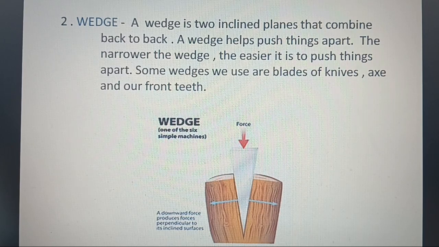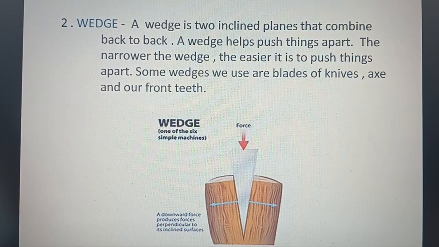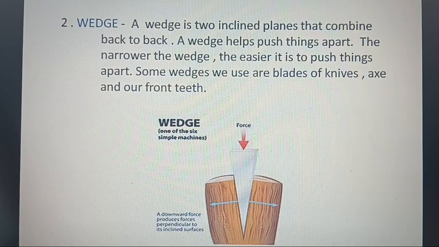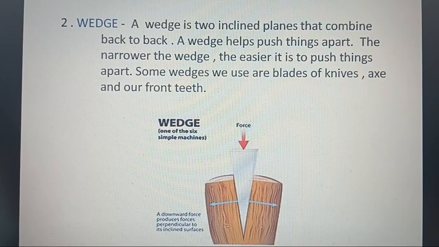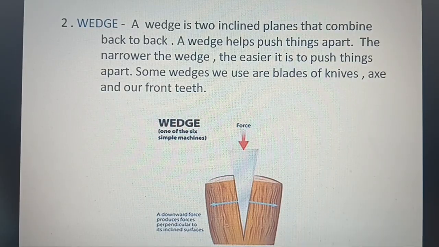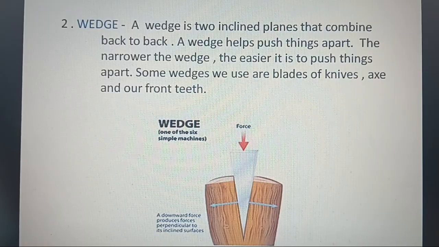Now, the second simple machine is the wedge. A wedge is two inclined planes that combine back to back. A wedge helps push things apart. The narrower the wedge, the easier it is to push things apart. Some wedges we use are blades of knives, axes, and our front teeth.